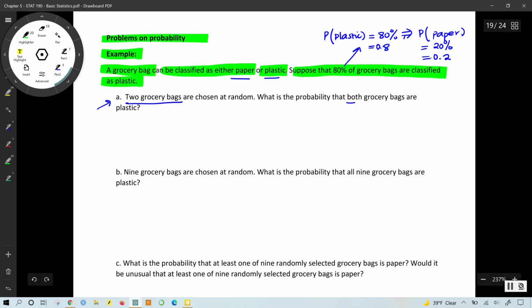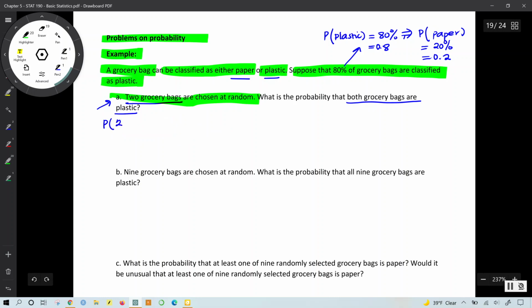Now for question A, 2 grocery bags are chosen at random. What is the probability that both grocery bags are plastic? So, as it stands in this case, if I pick the first, based on the description of the problem, we're told that 2 grocery bags are chosen at random. If truly this is a random pick, then the bag you select on the first pick is independent of the bag you select on the second pick. So what that stands to mean is that we're dealing with a case of independent events.